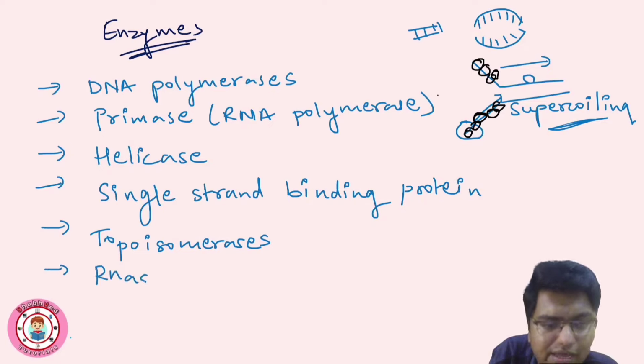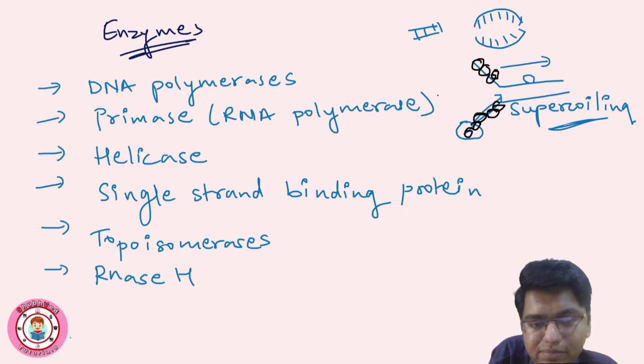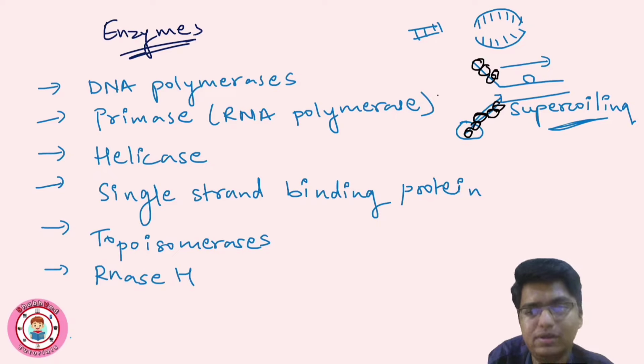RNase H. See, RNase H is required for primer removal. Primers are RNA, RNA nucleotides. So those RNA should be removed from the DNA strand, because we are using RNA primers for the free 3' OH group only. It is not important and should not remain in the DNA structure. It should be removed. So to remove these primers, RNase H works.